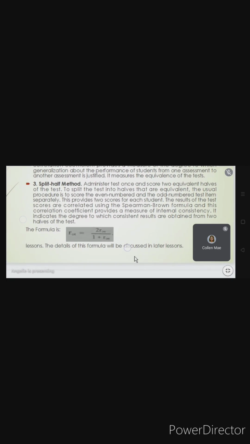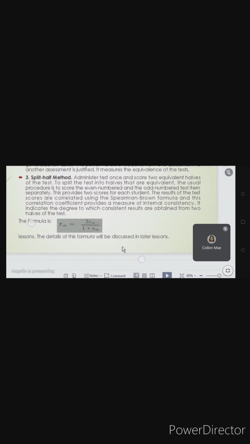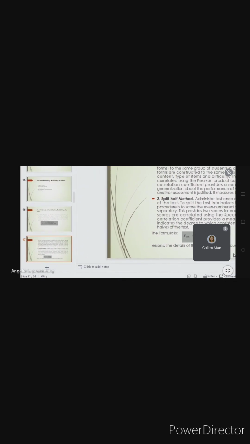So first is the formula. r, where r is equal to the reliability of the original test, over rho. When we say rho, it is the reliability of the correlation of odd and even items. So the details of this formula will be discussed in later lessons. So next slide please.